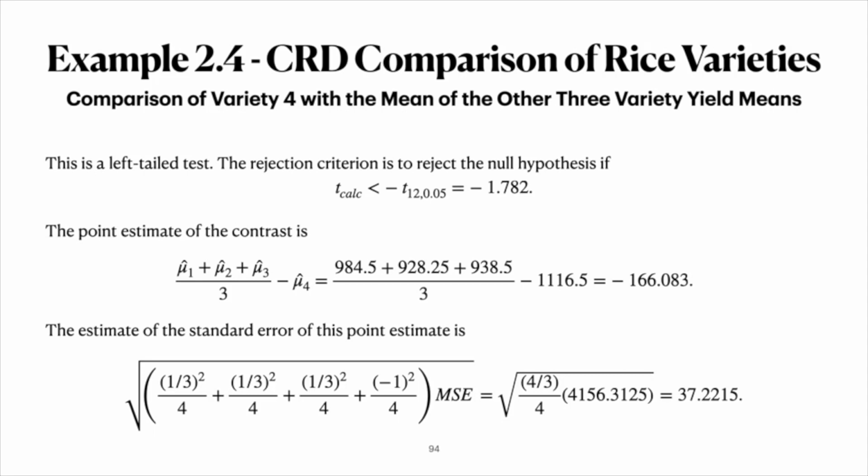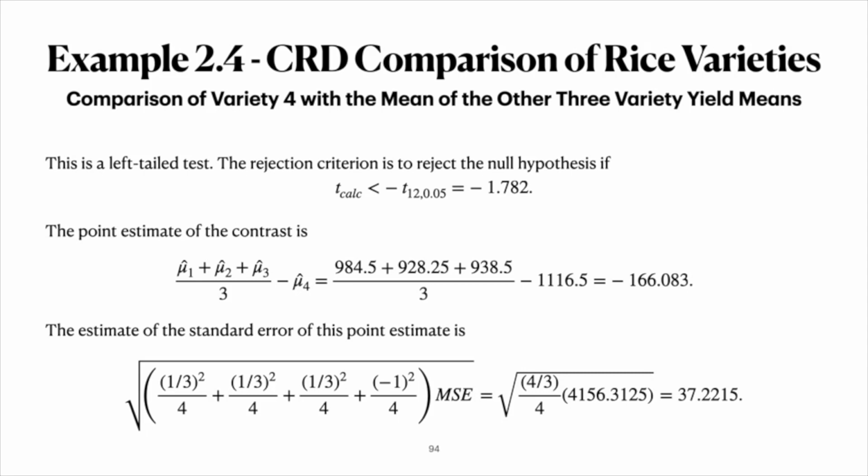The rejection criterion is to reject the null hypothesis if the test statistic, t-calc, is less than negative t sub 12, 0.05. So that's the negative of the upper fifth percentage point of the t-distribution with 12 degrees of freedom. And that value turns out to be negative 1.782.